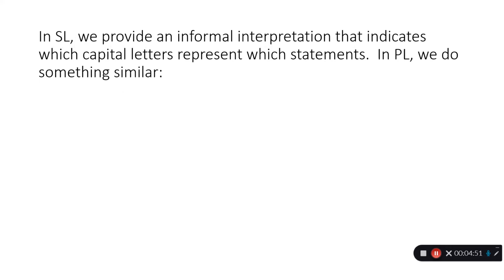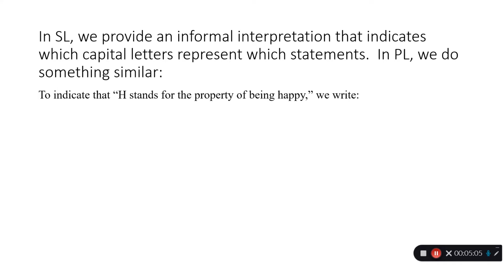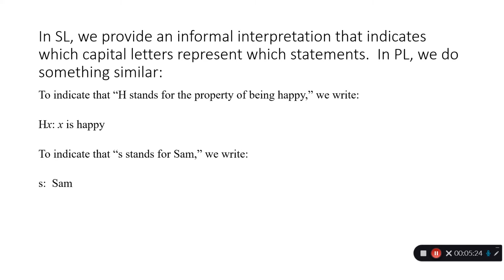So in SL, we give an interpretation. An informal interpretation is where we say, for example, S stands for Sam is happy. And we have to do something similar here. To say H stands for the property of being happy, our little informal interpretation will be this: Hx means x is happy. I'll explain in a second what the x is doing there. To indicate that s stands for Sam, we'll write little s, colon, Sam. The lowercase letter s stands for Sam.